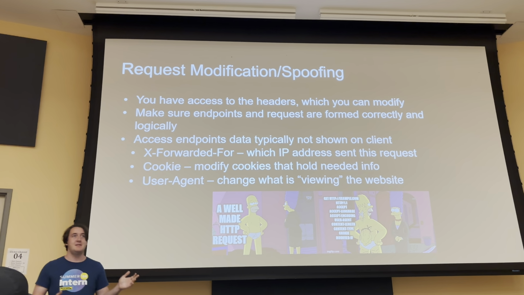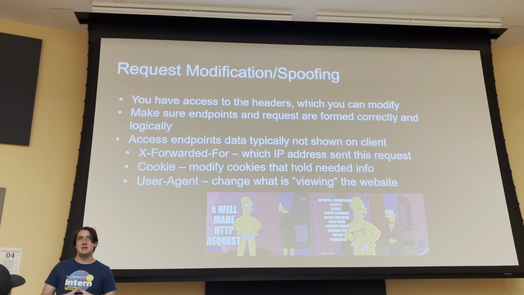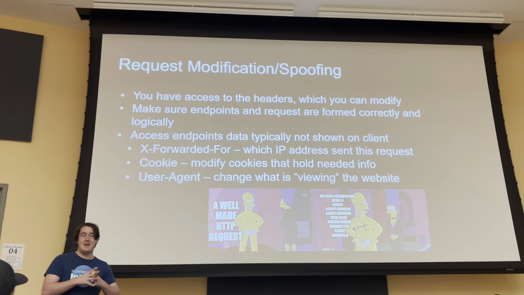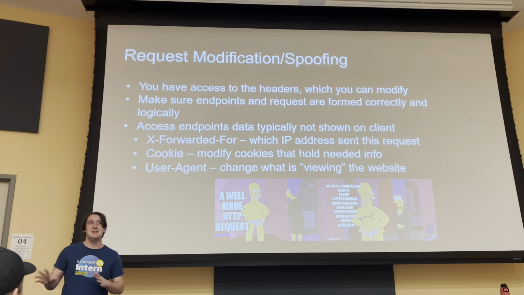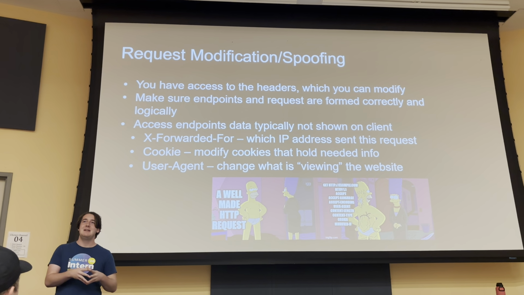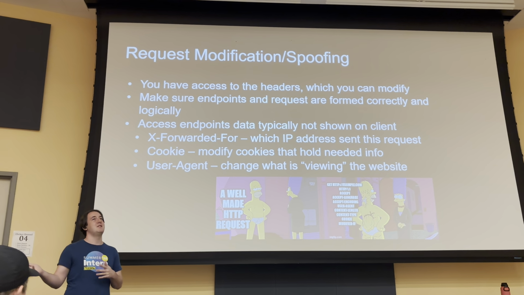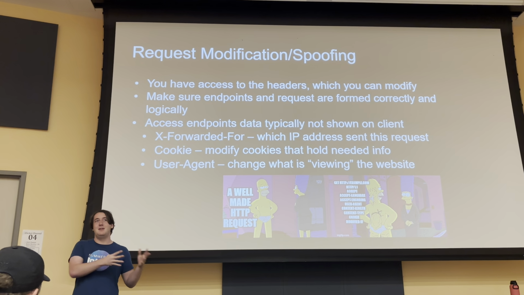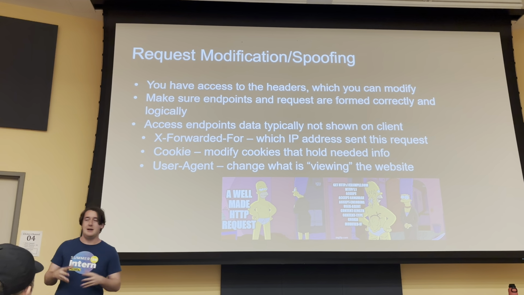So for some headers, like the X-Forwarded-For header, you can specify what IP address sent this request. I will say that thankfully this has been not deprecated, but they don't want you to use this header anymore, because if you can modify the IP that sent it, you can, for example, pull a random IP from Russia, put it in your header, and it thinks that you live in Russia. So that's probably not the greatest thing.